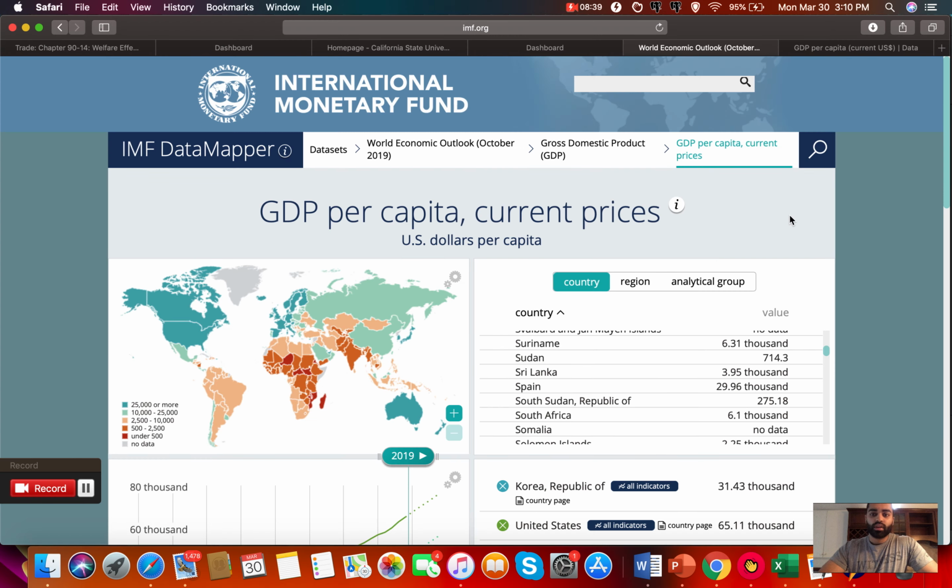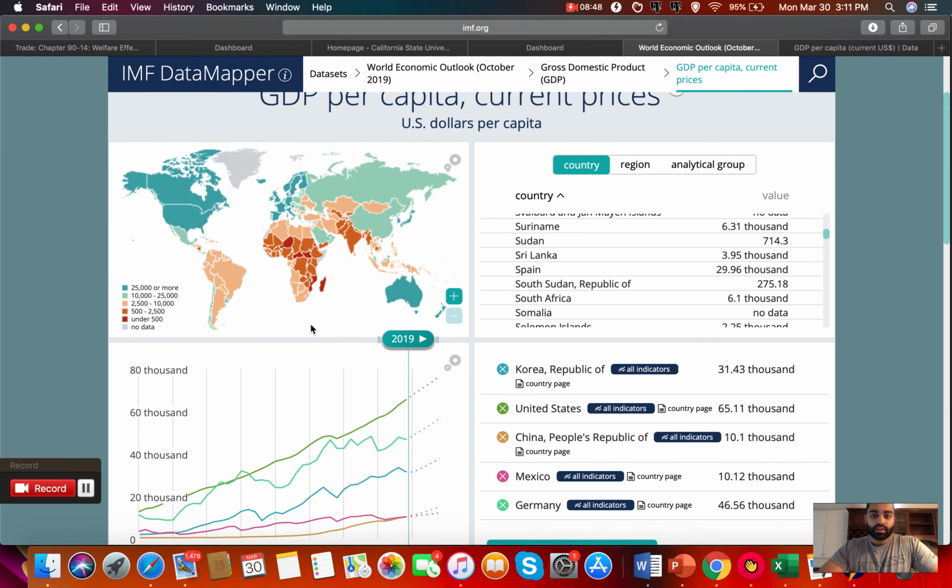It'll just pull up. Okay. The IMF is the International Monetary Fund. It's a great place to get data if you're doing macroeconomic studies. Here on the left-hand side, we have a chart visualizing GDP per capita in current prices in US dollars all around the world. This color right here, I want to say that's a teal. Correct me if I'm wrong.